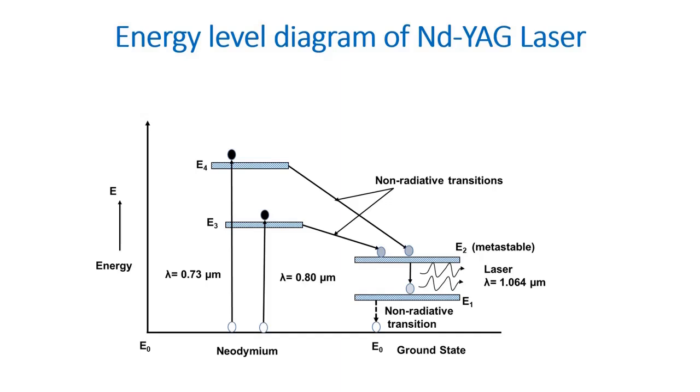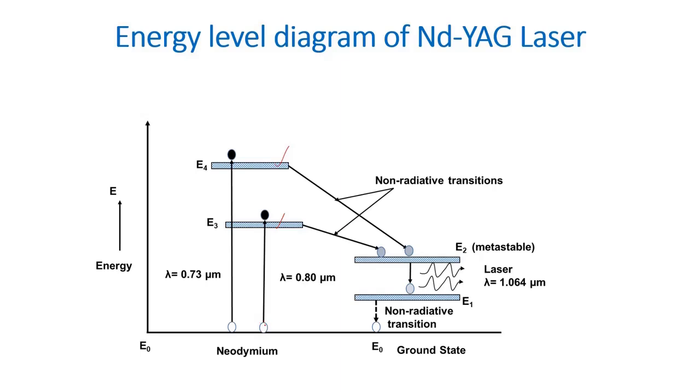When the light from the krypton flash lamp is allowed to fall on the laser rod, the Nd3+ ions present in the ground energy level E0 absorb the light photons and are raised to the excited level E3 or E4. The corresponding wavelengths for these transitions are 0.73 and 0.80 nanometer respectively, as illustrated in the energy level diagram. The excited energy levels E3 and E4 are highly unstable and the lifetime is very short, of the order of 10 power minus 8 seconds.